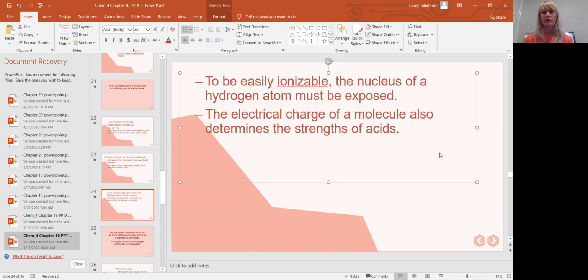And then the electrical charge of a molecule also determines the strength of the acid. So the greater the electronegativity difference in that dipole moment that you're creating, the stronger the acid is going to be. All right, I will stop there. No calculations today. So a little bit of a breather, more theory and why acids are strong or weak, or why bases are strong or weak. A few problems to follow up with that.